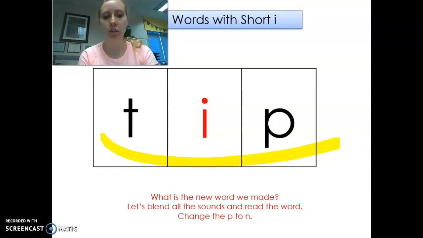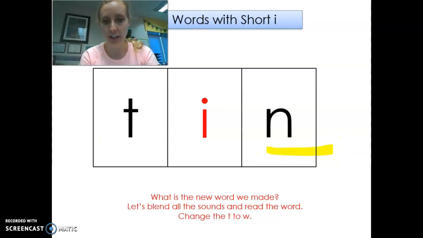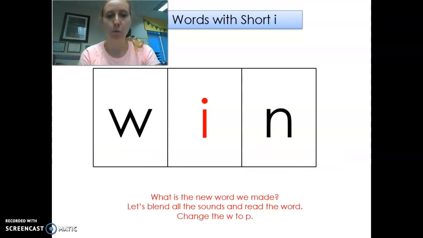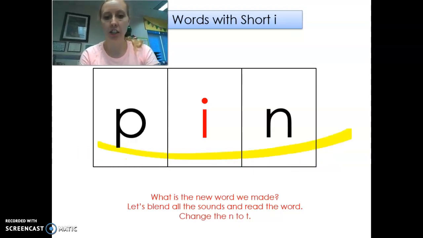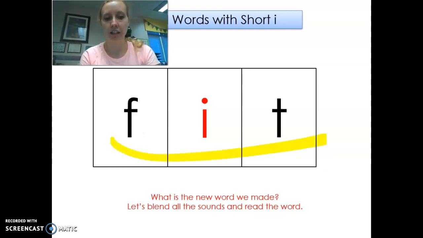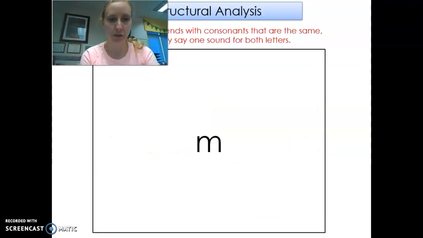Change the p to n. Tin. Change the t to w. Win. Change the w to p. Pin. Change the n to t. Pit. Change the p to f. Fit.